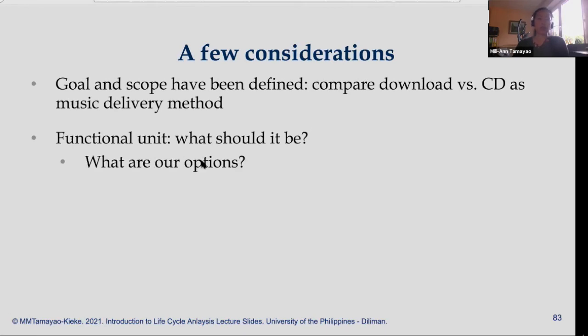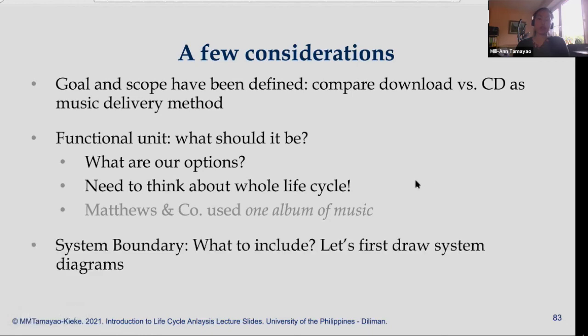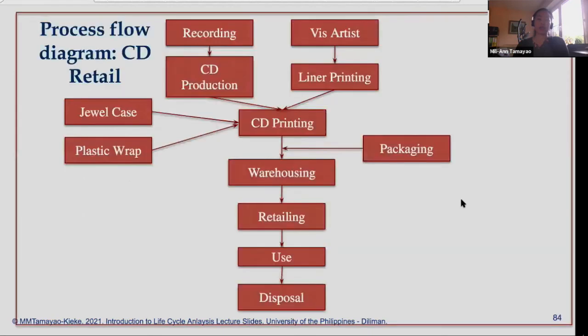So what are our options for functional unit? You have to think about the whole life cycle. And in this case, Matthews and company used one album of music as the functional unit. In terms of the system boundary, what should be included? So we can draw first system diagrams.